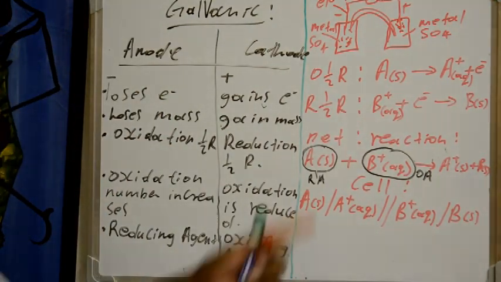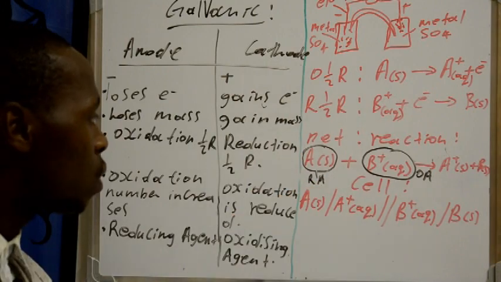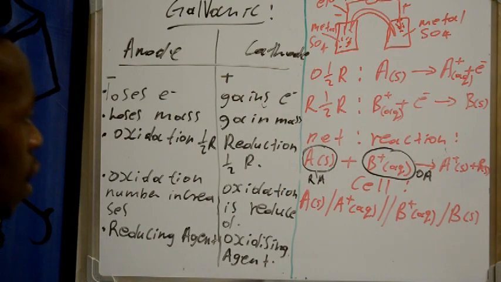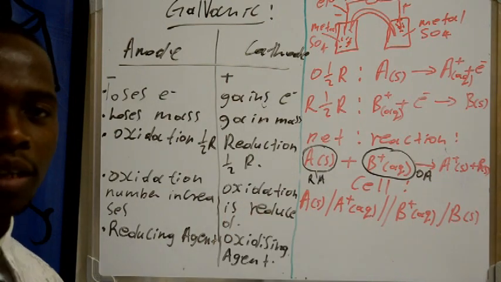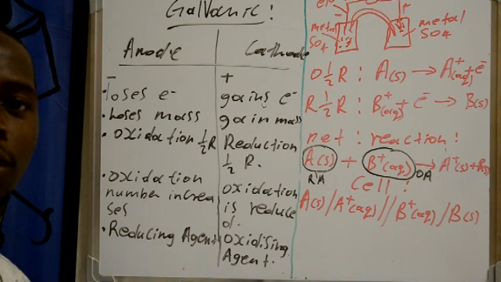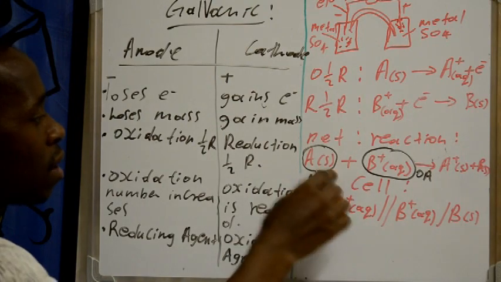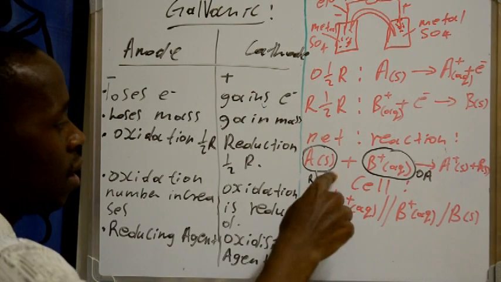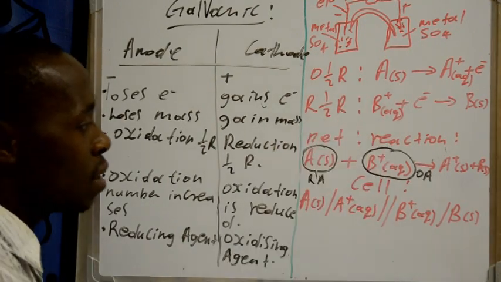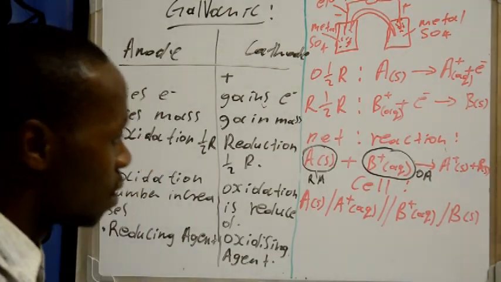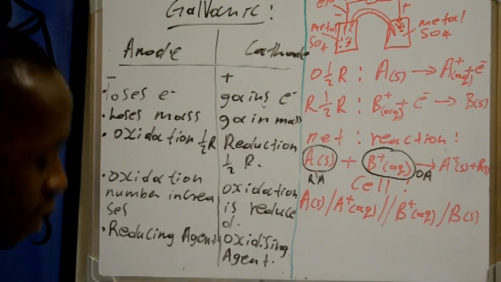Sometimes they may give you a reaction without telling you the oxidizing agent or the reducing agent, especially in a multiple choice question. Sometimes they ask for the reducing agent, and you must choose the correct answer. So you must know what is happening. This one loses electrons: reducing agent. This one gains electrons: oxidizing agent. So that is it for a galvanic cell.